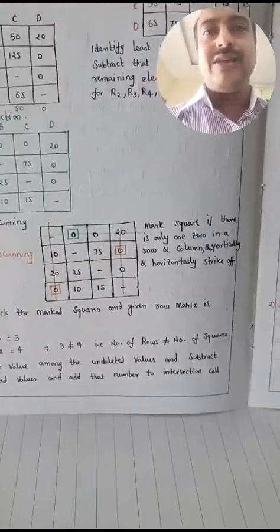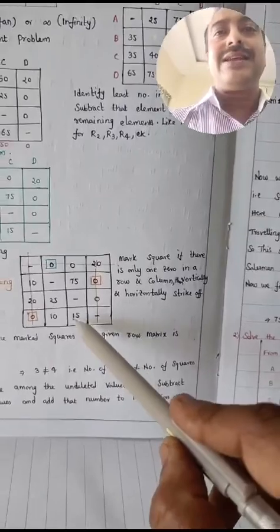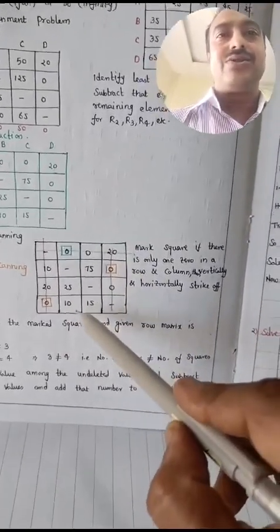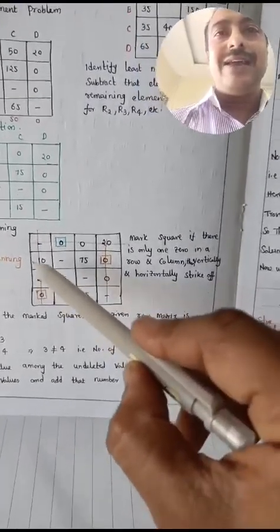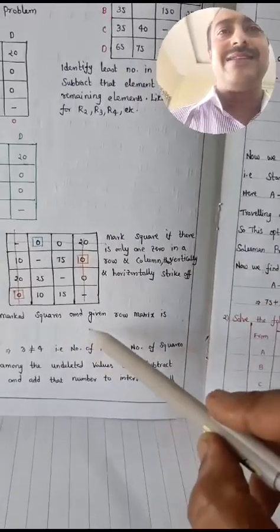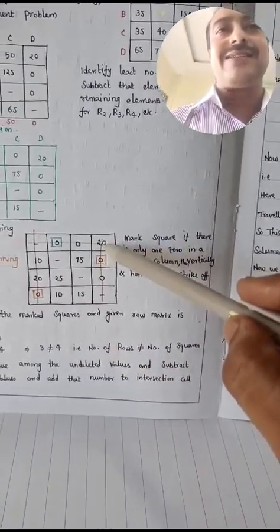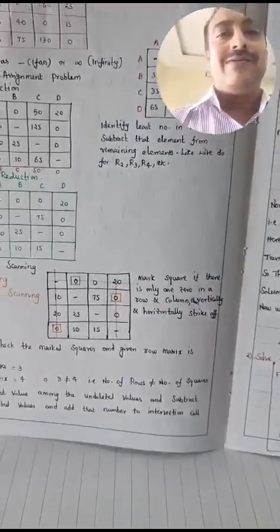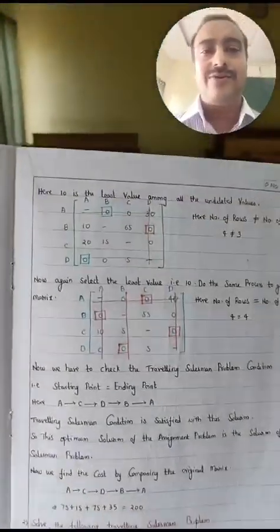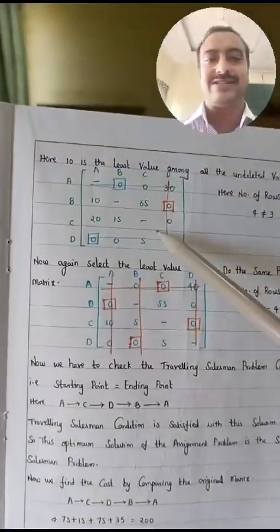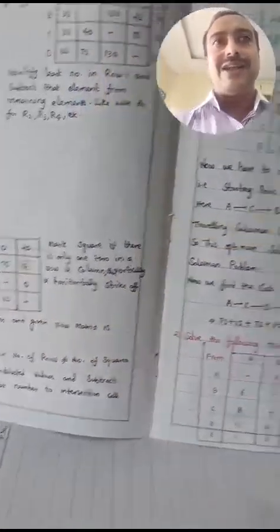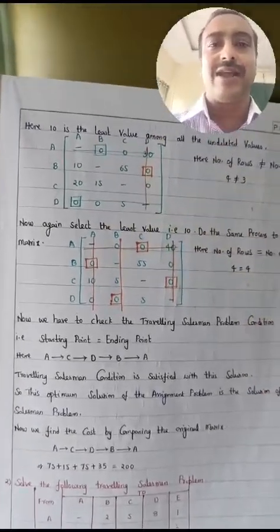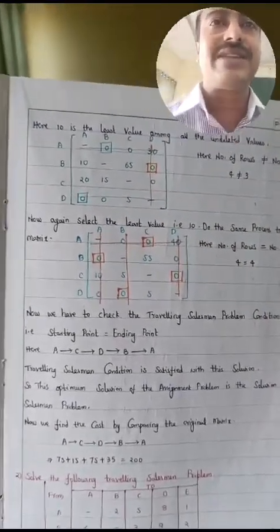So we identify the least among the uncovered elements, which is 10. We subtract it from these elements, keep the elements along the line as they are, and add it where the lines intersect. So 20 becomes 30, and from 75, 10 is subtracted, so it is 65. From 10, 10 is subtracted, and from 25, 10 is subtracted, giving 15 and 0. Like this, all the elements are obtained. Now again we start with the first row.